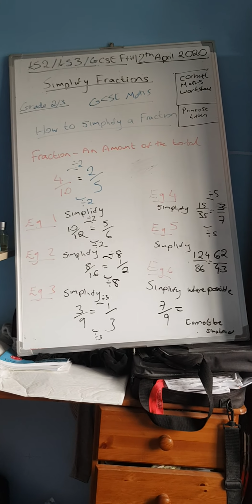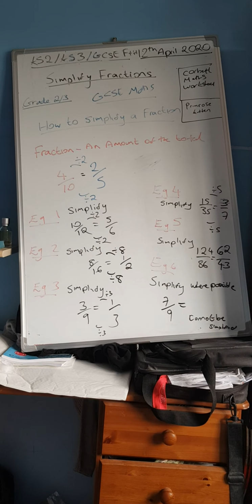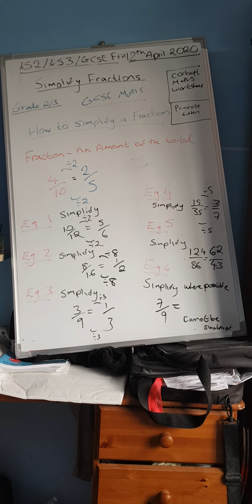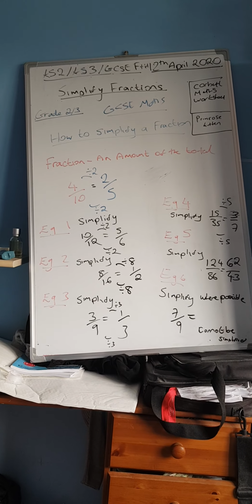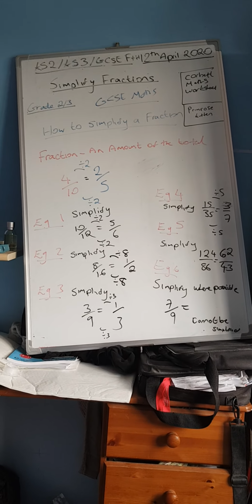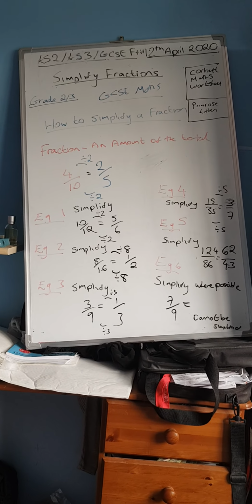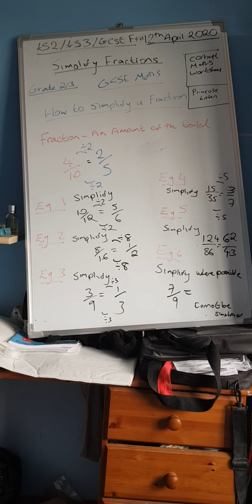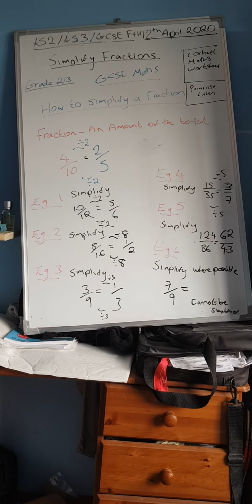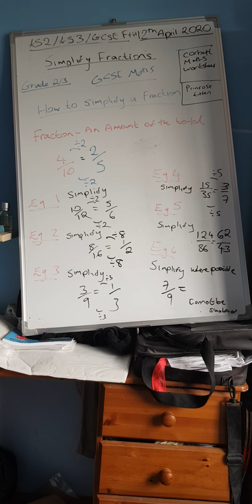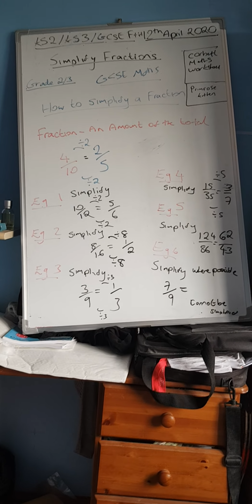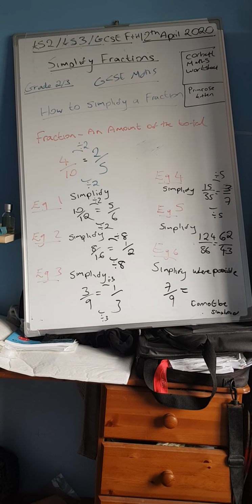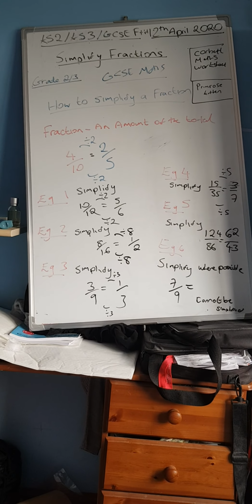So I hope that was clear. The topic here is also equivalent fractions. When I simplify my fractions, these are all classed as equivalent fractions. So 4/10 is the same as 2/5. These are equivalent fractions, but in their simplest form. So it's simplifying fractions to their simplest form.